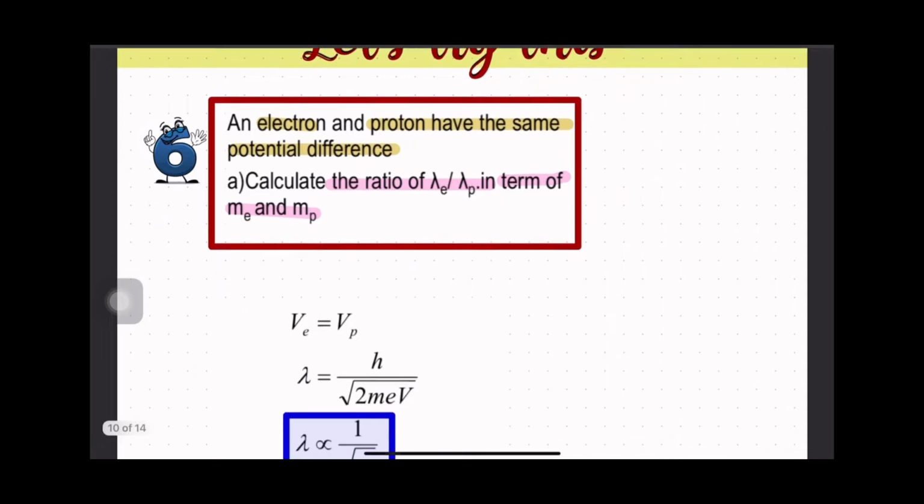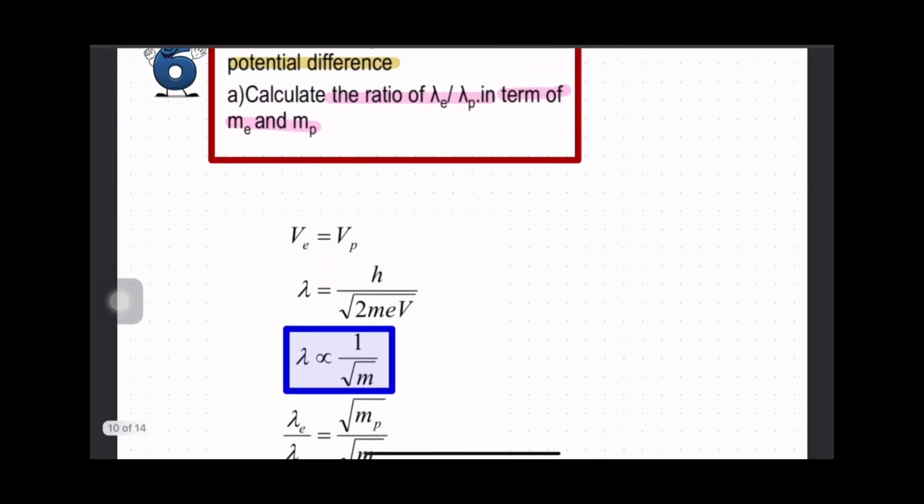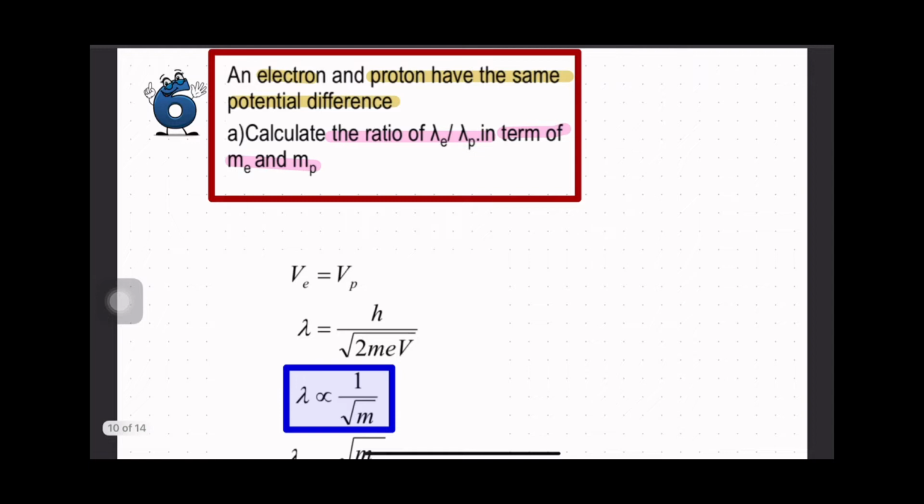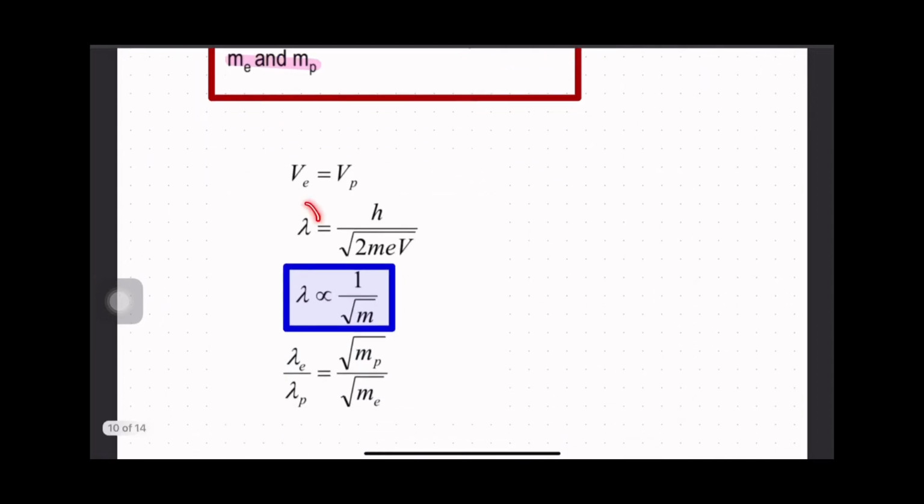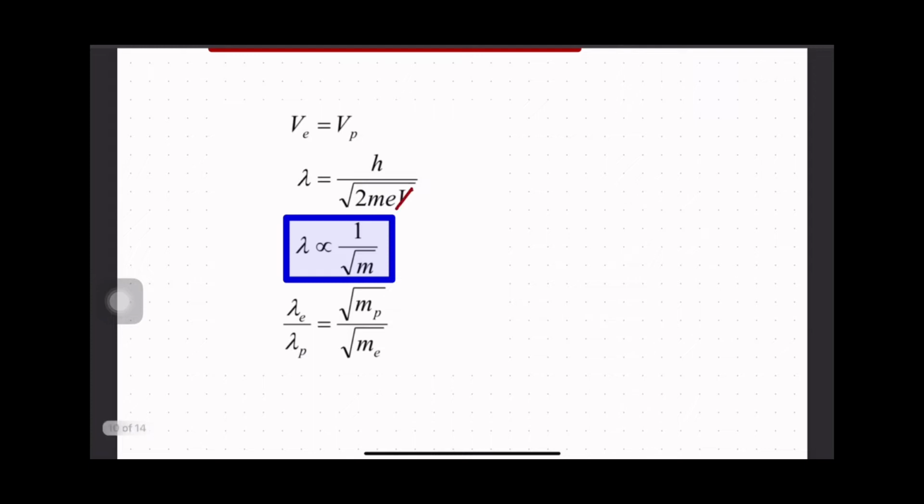Okay. Right, so next, the electron and proton have the same potential difference. Calculate the ratio of lambda electron over lambda proton in terms of m_e and m_p. Okay, first kali tulis dulu V_e is equal to V_p. And then kita use the formula relate with the potential difference dan ada wavelength. So wavelength is equal to h over square root of 2 m e V. Okay, potential difference sama, jadi kita akan potong. Elementary charge pun sama. Okay, dua ni pun nombor constant, so h ni pun constant, jadilah 1 per.